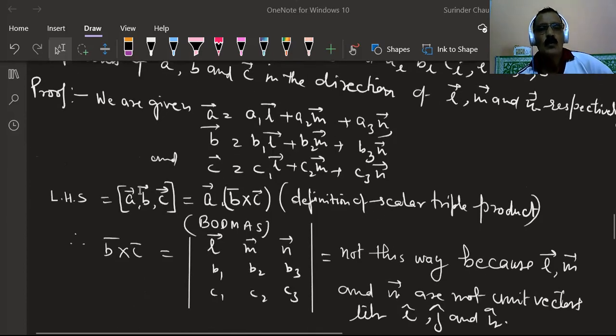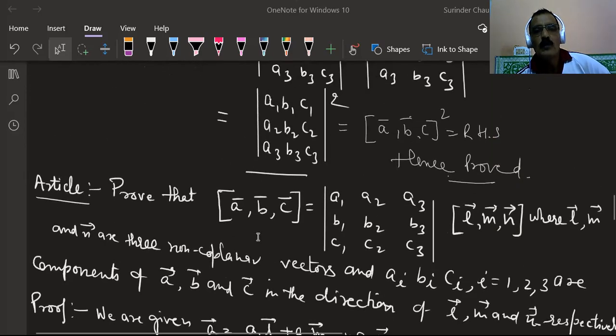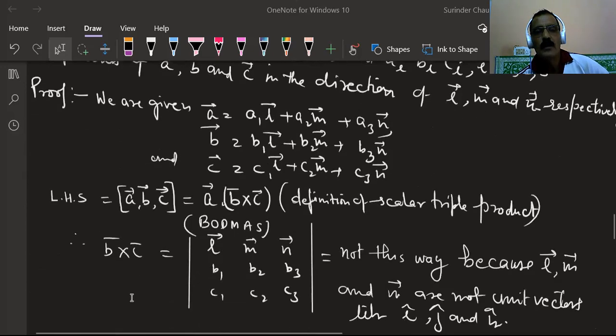Now, you know what we have to prove: the scalar product of A, B, C is equal to this. So we take the left hand side and prove that it equals the right hand side. The left hand side is equal to the scalar triple product of A, B, C. By definition, this is equal to A dot B cross C.